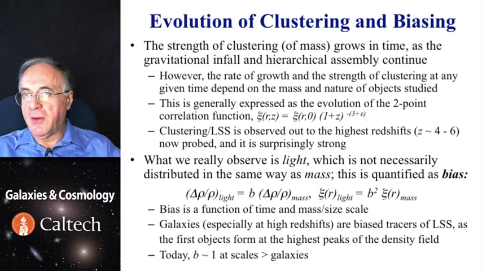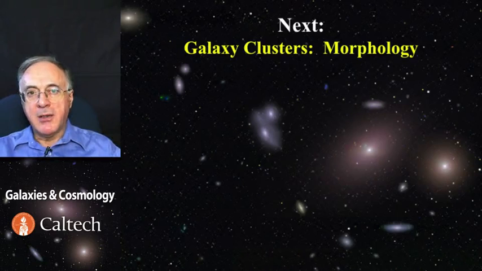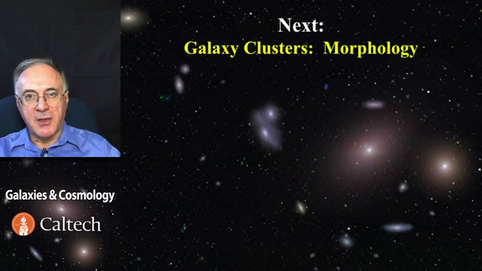But as you look at higher redshifts, galaxies become an increasingly more biased tracer of the underlying mass distribution. That is, the deeper in the past you go, the more biased a sample of the higher density peaks you see. Next, we will talk about clusters of galaxies.